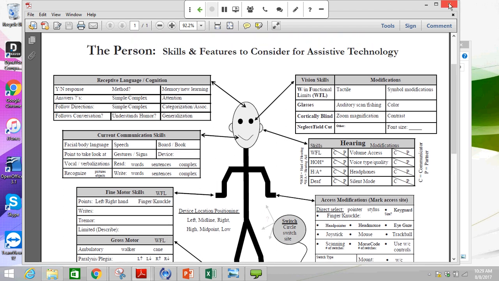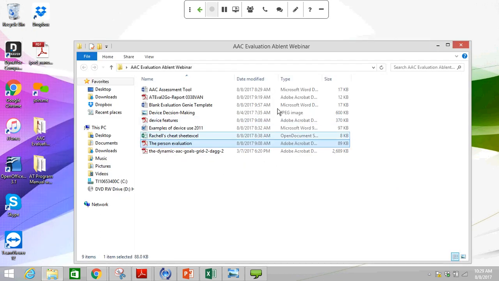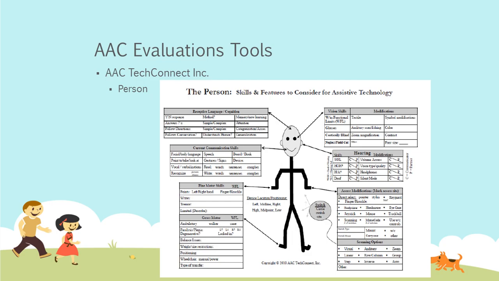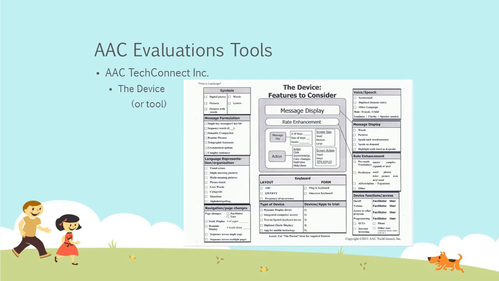The next page of that tool is the features to consider of a device. So really when you're doing an AAC evaluation, you're feature mapping. You're trying to map features of the device to the child or to the person that you're evaluating. So let's just take a quicker look at that tool. Again, this is page 2. It's still from AAC Tech Connect. And again, I received it at a conference.